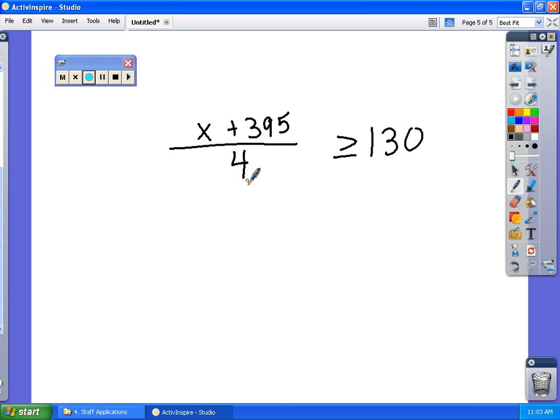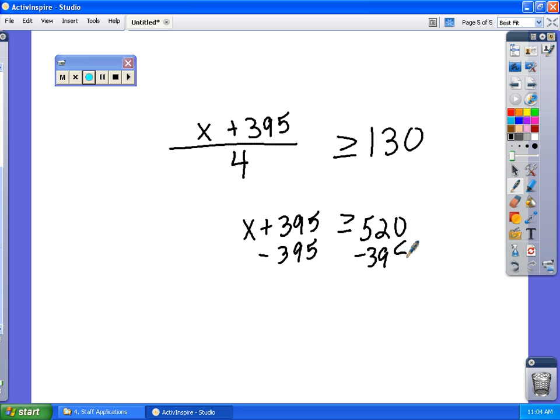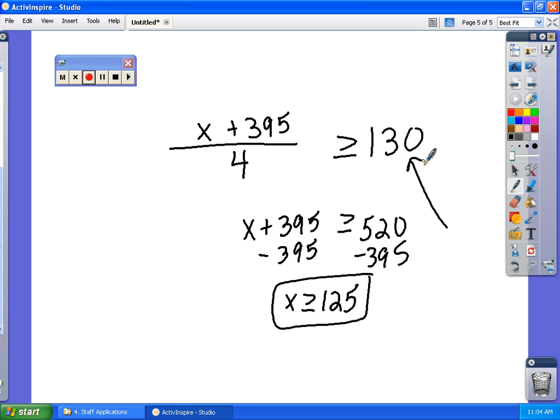So the first thing to solve this is I'm going to multiply both sides by 4. And that gets me 520. Keep the sign because it wasn't a negative. x plus 395. Now I'm going to subtract 395 from both sides in order to find out what x is. And that gets me x has to be at least 125, which means it could be 125 or greater in order for me to have that average.